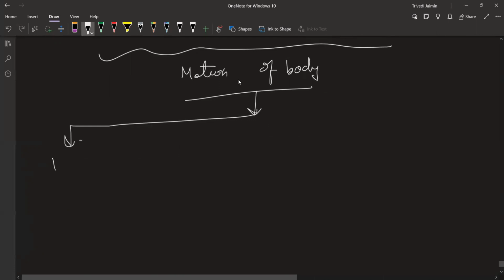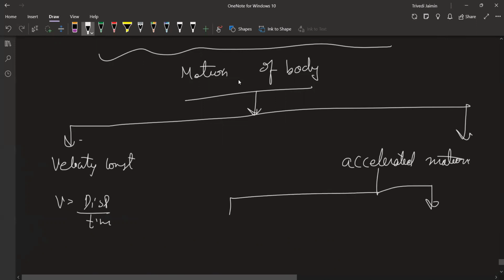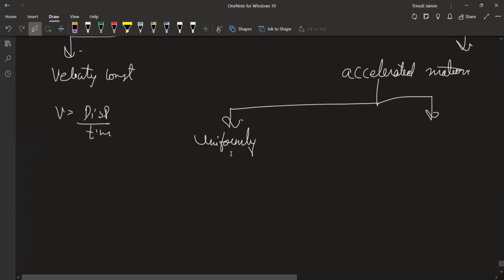Okay, so first we saw velocity constant in the previous class, right? So velocity is displacement by time. Now we move to accelerated motion. In accelerated motion, let's see how many points we had: uniformly accelerated and non-uniformly accelerated.